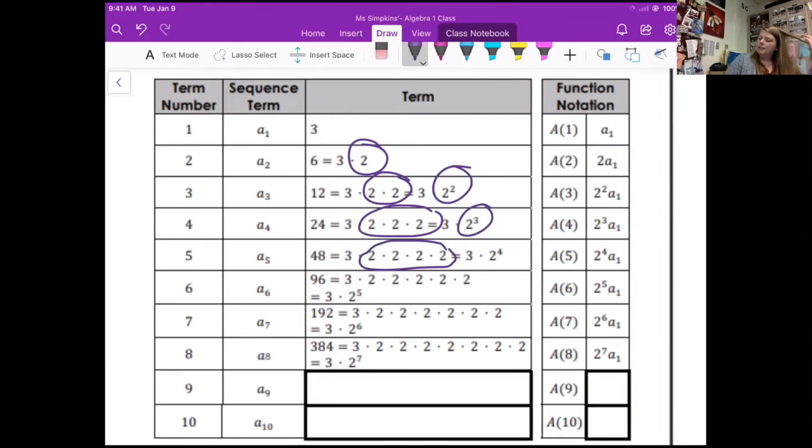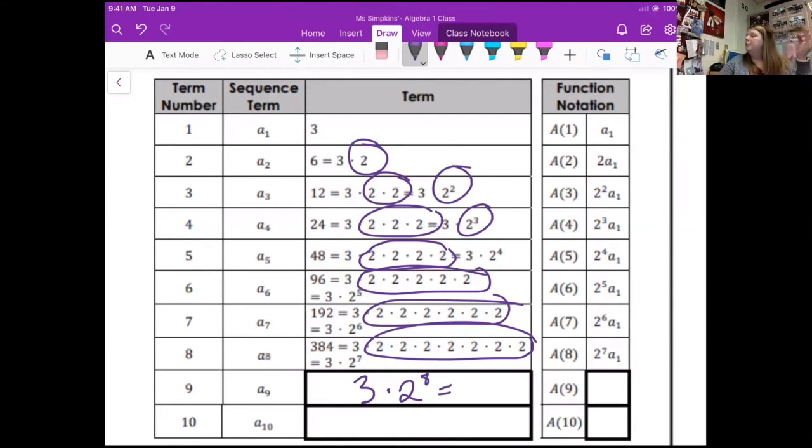To find the sixth term, we use it 5 times. So if we're trying to find the 9th term, we're still going to use the first term, which is 3. And then what would our exponent be on the 2? 2 to the 8th power.